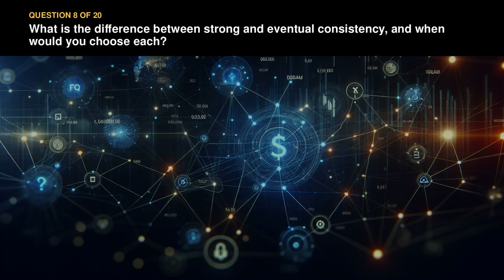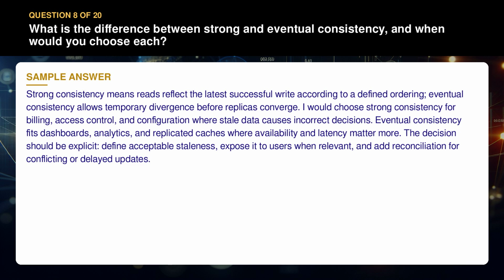Question 8. What is the difference between strong and eventual consistency, and when would you choose each? Strong consistency means reads reflect the latest successful write according to a defined ordering. Eventual consistency allows temporary divergence before replicas converge. I would choose strong consistency for billing, access control, and configuration where stale data causes incorrect decisions. Eventual consistency fits dashboards, analytics, and replicated caches where availability and latency matter more.